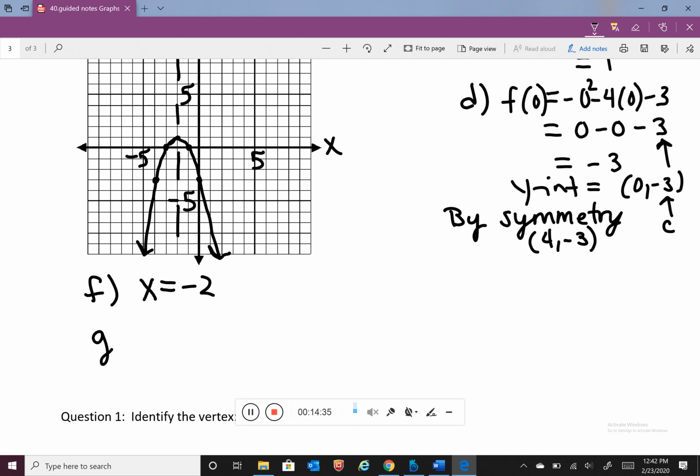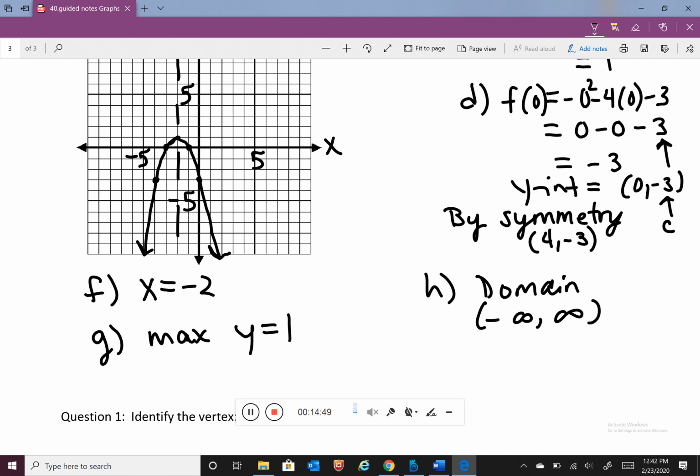Our maximum value is y equals positive 1. Our domain, as always, will be negative infinity to positive infinity. And then careful here, because this parabola opens down, our range is negative infinity and then it goes to our maximum value, which is the y-coordinate of our vertex, +1.